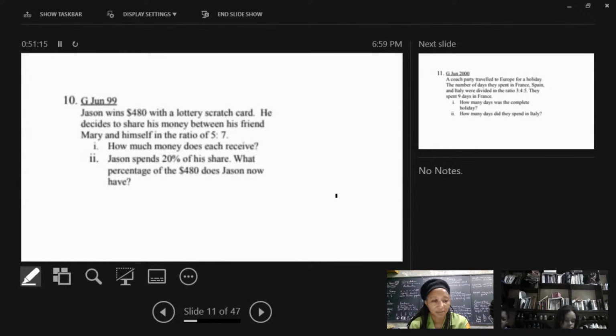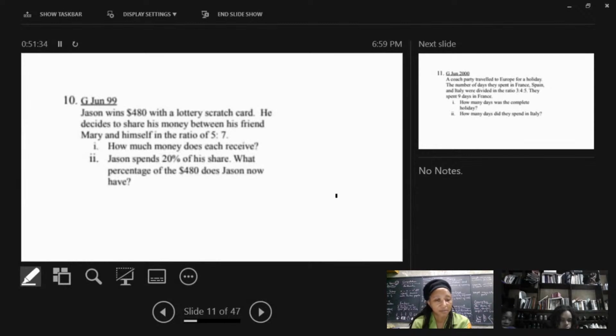He decides to share his money between his friend Mary and himself in the ratio of 5 to 7. How much money does each receive? Two, Jason spends 20% of his share. What percentage of the $480 does Jason now have?